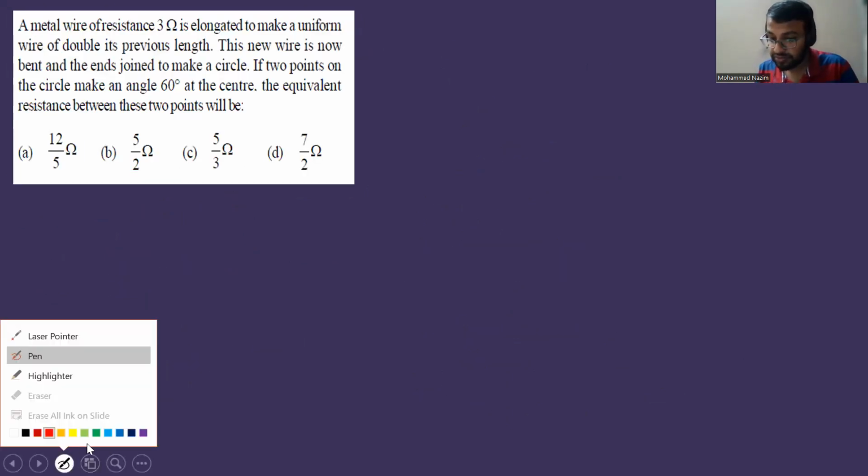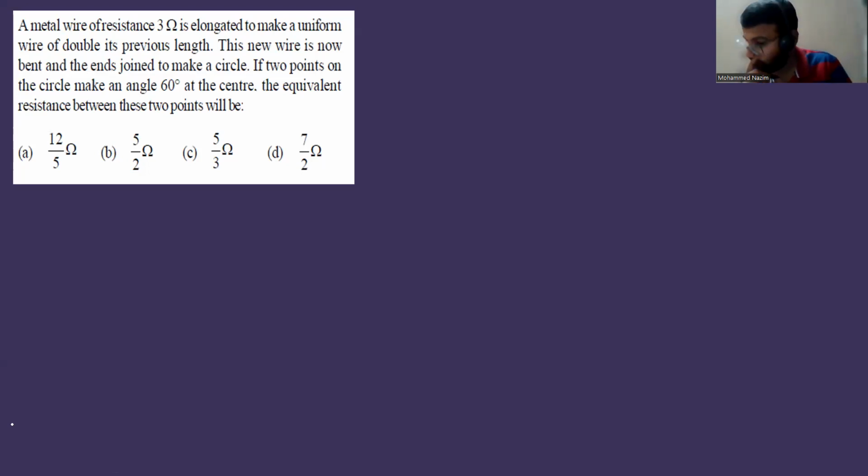Next question. It's a very good question. A metal wire of resistance 3 ohm is elongated to make a uniform wire of double its previous length. This new wire is now bent and ends are joined to make a circle. If the 2 points on the circle make an angle 60 degree at the center, the equivalent resistance between the 2 points will be. So here, these are like 2 questions asked in one problem.